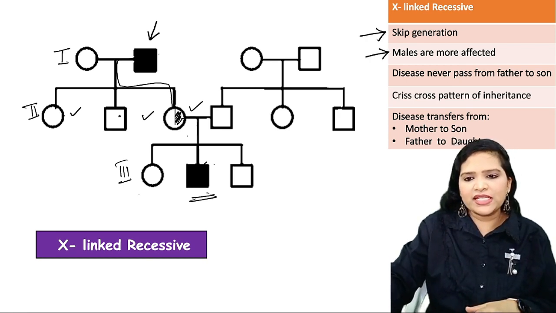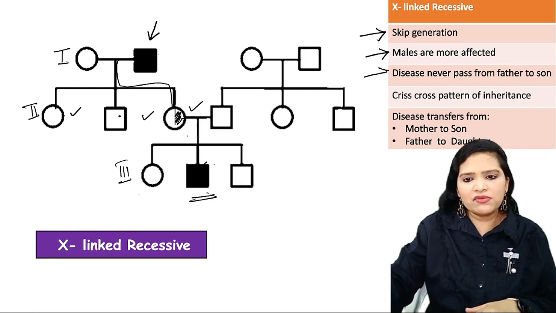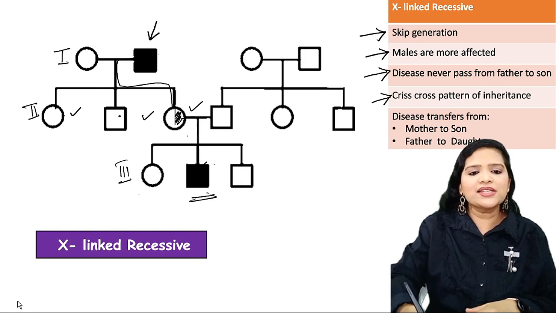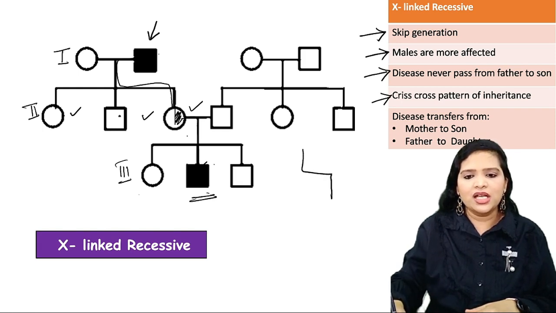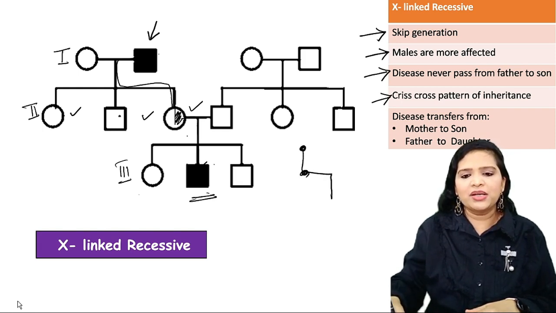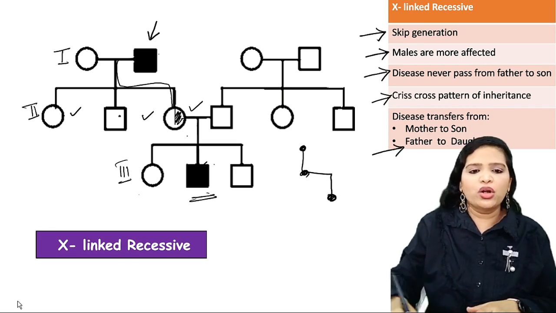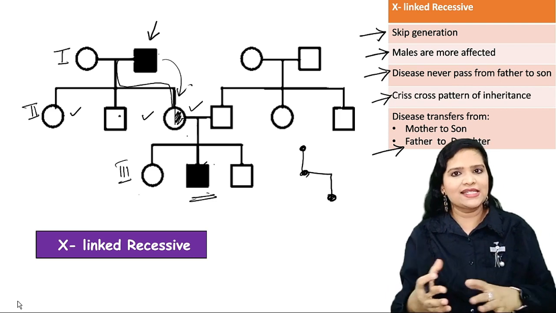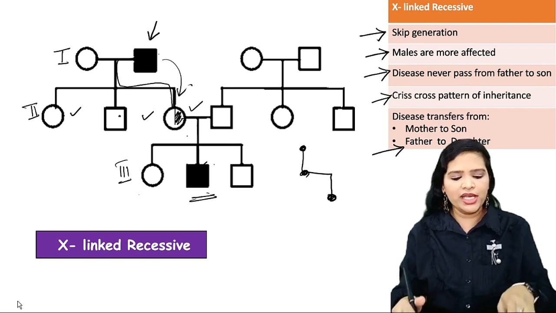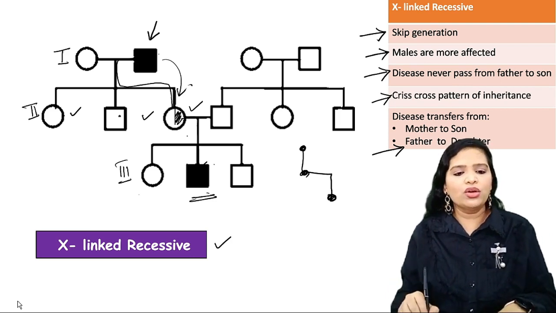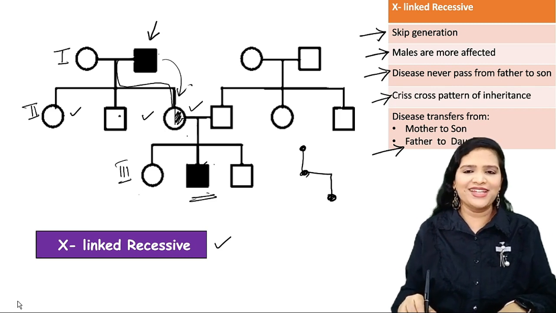Males are more affected. Disease never passes from father to son. Crisscross pattern of inheritance. This is crisscross, like this. So from the grandfather to mother and mother to the son. Okay, crisscross. Father to daughter. So like this. This follows the rule. Okay, so that's why this is an example for X-linked recessive type of inheritance.